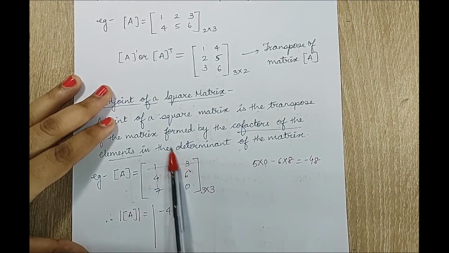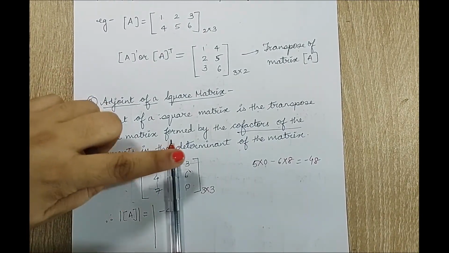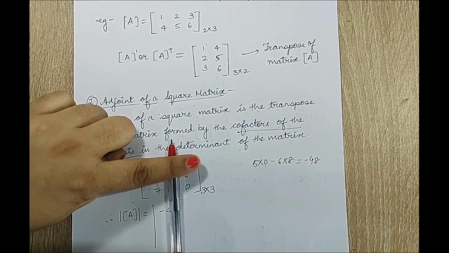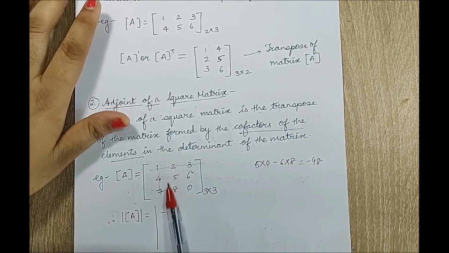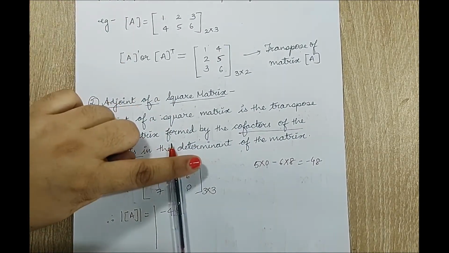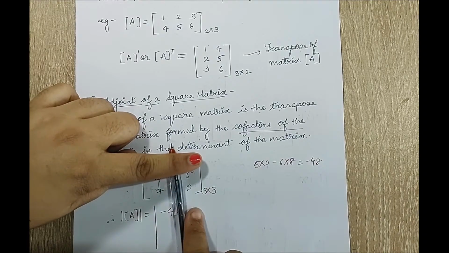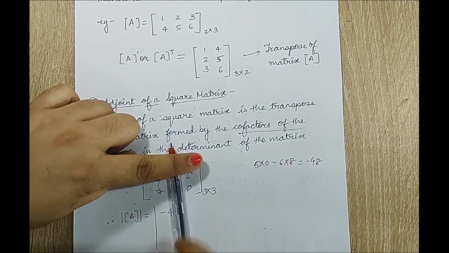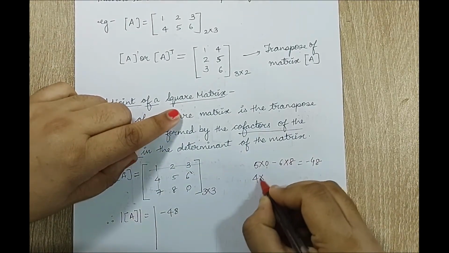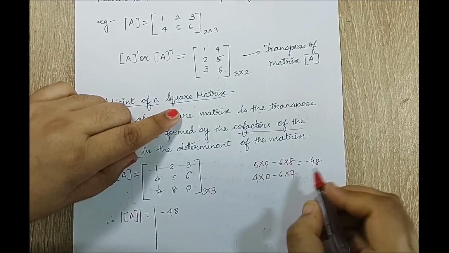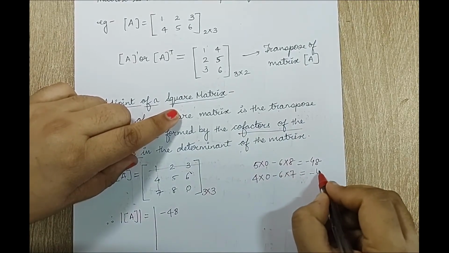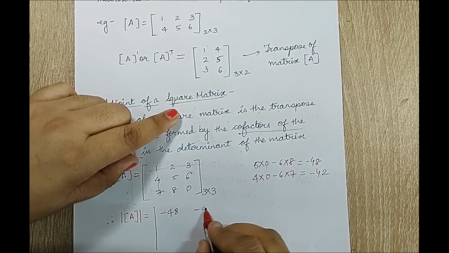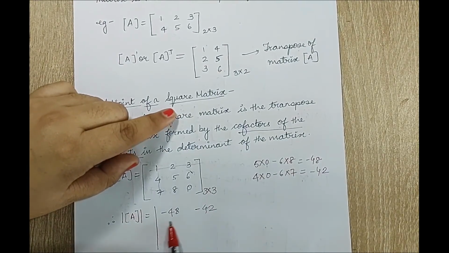Next, suppose I have to calculate for 2, I'll forget the second row and the first column. It is the place where it is existing. So if you forget these two, what remains is 4 into 0 minus 6 into 7. So I get 4 into 0 minus 6 into 7. So I get the value as minus 42. So this is the cofactor for the second term. Likewise, you can calculate for all the other terms.